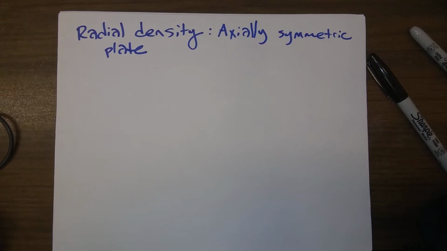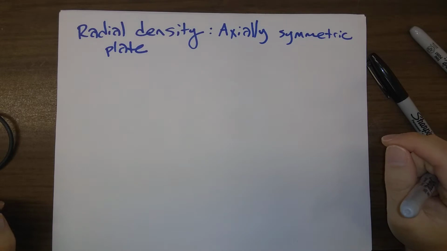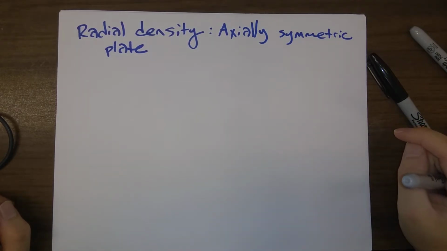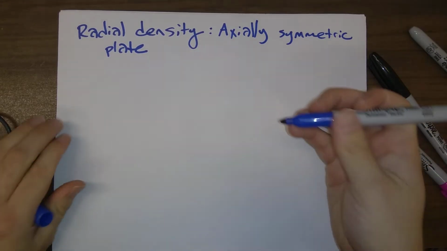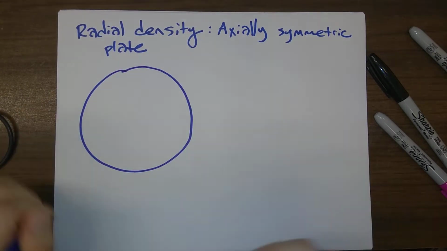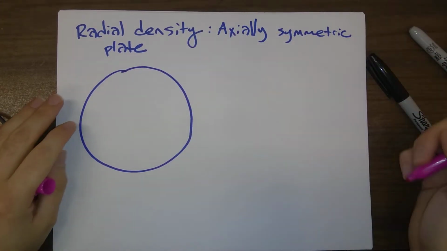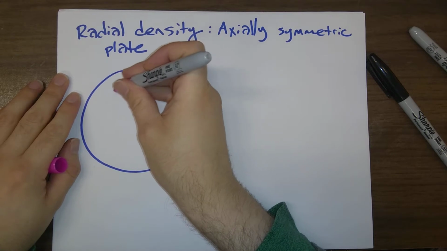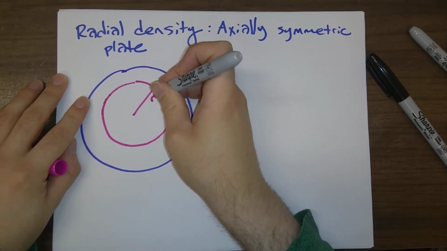Previously, we looked at density along a straight line, like a bar or a rod. Now we're going to talk about a different kind of density: radial density, where we assume we have an axially symmetric plate. So what do I mean by that? We're going to have a plate that is a perfect circle, and how dense this plate is only depends on how far away you are from the origin.